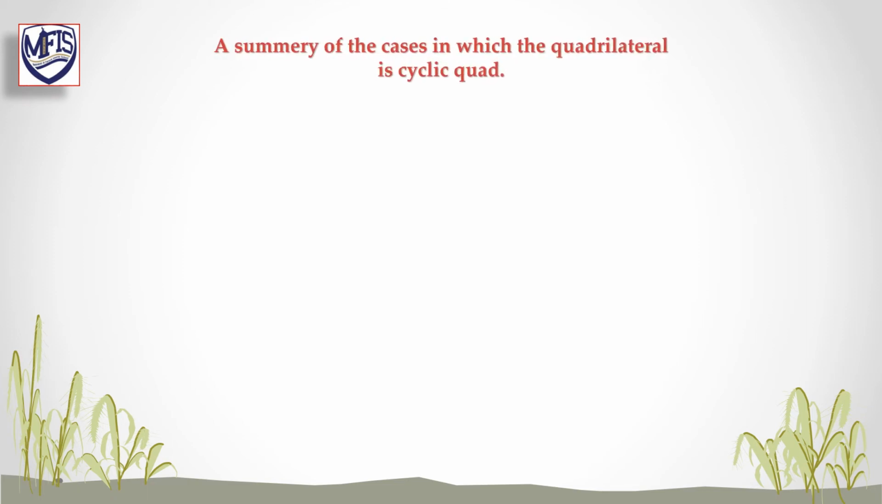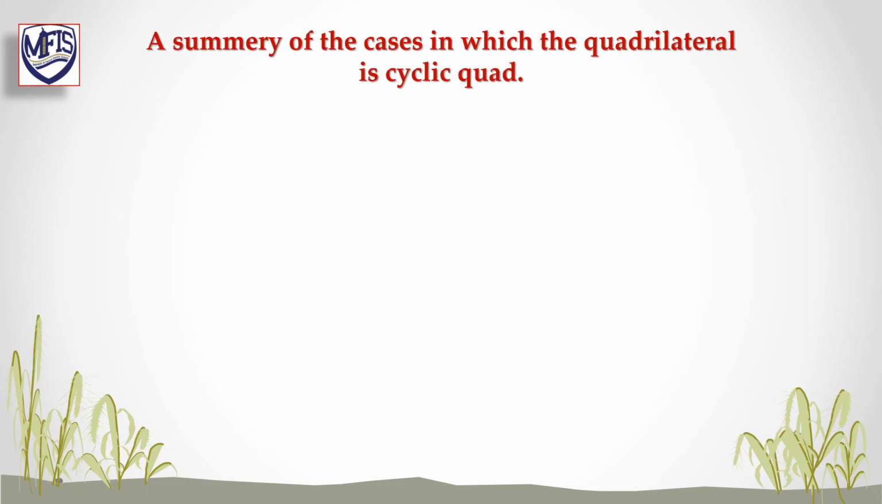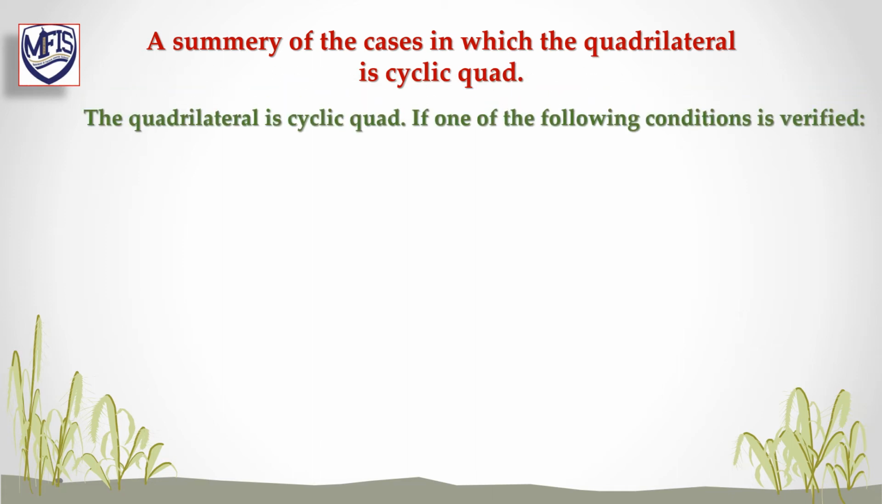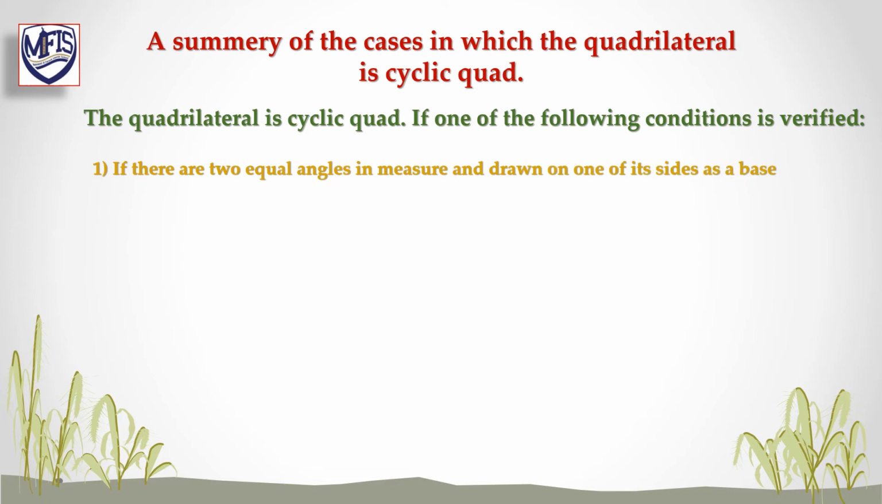Now, let's summarize what we said before. I said before, if the given is a cyclic quad, then I have the four properties of this cyclic quad. But if I want to prove that the quadrilateral is a cyclic quadrilateral, what shall I do in this case? I'm looking for just one property from the four properties. So the quadrilateral is cyclic quad if one of the following conditions is verified.